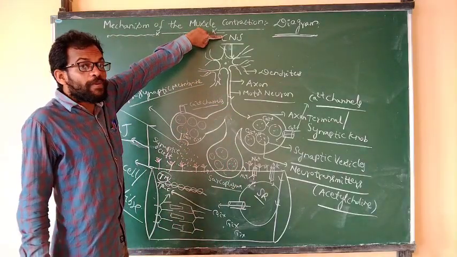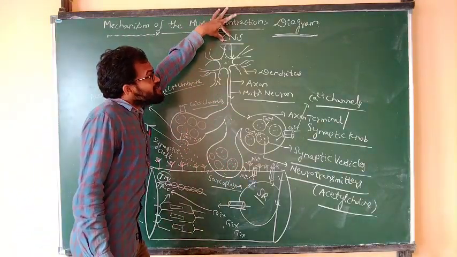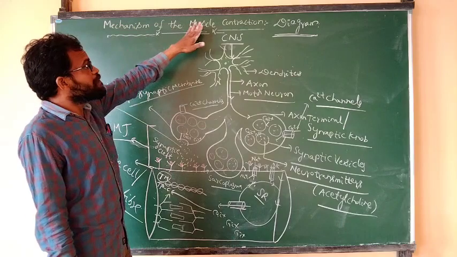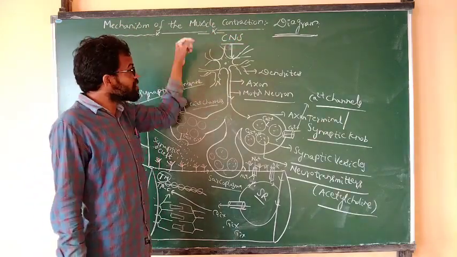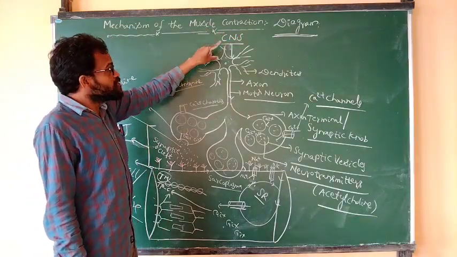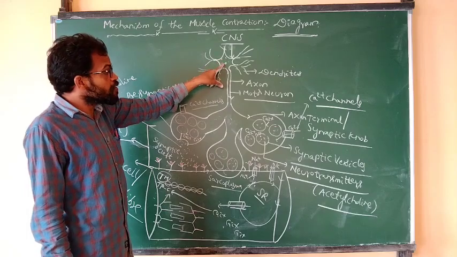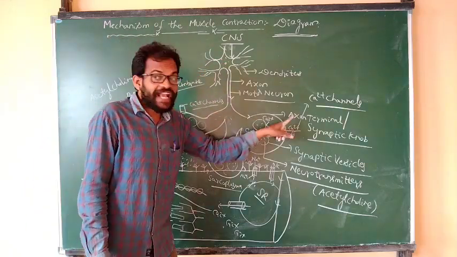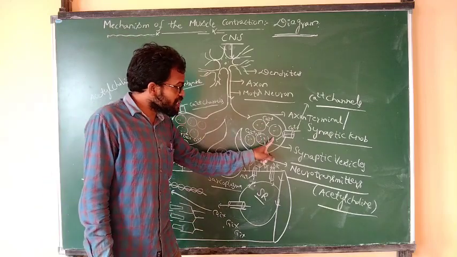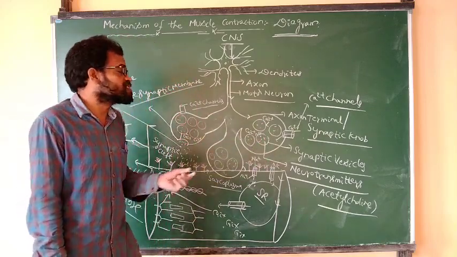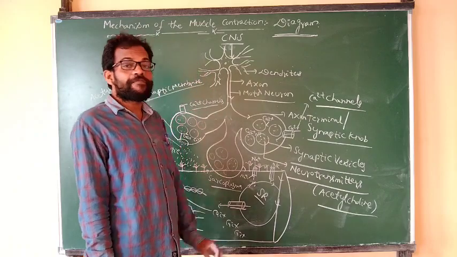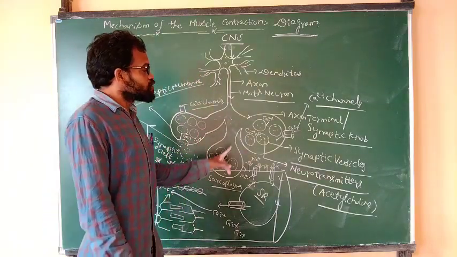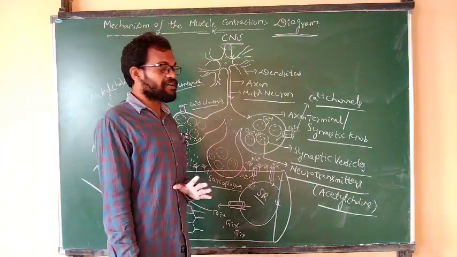Once again I will explain the mechanism with the diagram representation. The central nervous system sends a message to the motor neurons. The motor neurons receive the signal from the central nervous system and send it into the axon terminal. This axon terminal consists of synaptic vesicles, and these synaptic vesicles are filled with neurotransmitter.